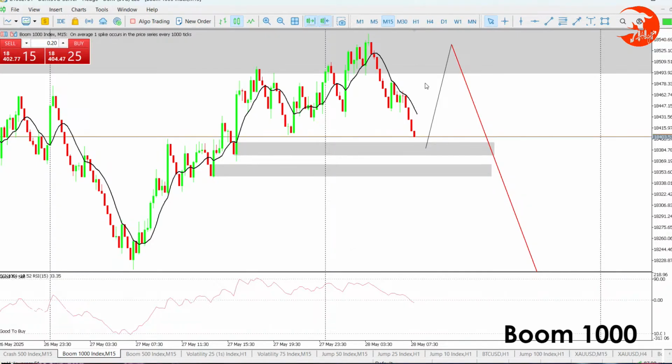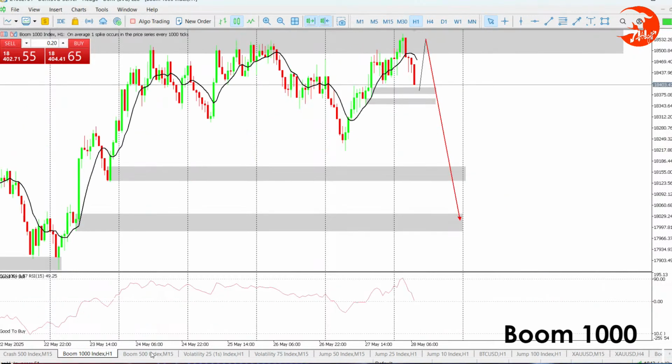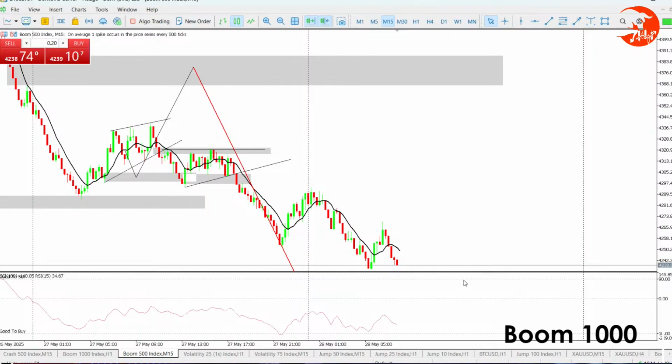All right, that is enough on Boom 1000. Let's now head over to Boom 500. So Boom 500, we wanted a retest, fake breakout here, then retest. We saw fake breakout somewhere, oh yes, here, but was still retesting, consolidating, so there was not much.